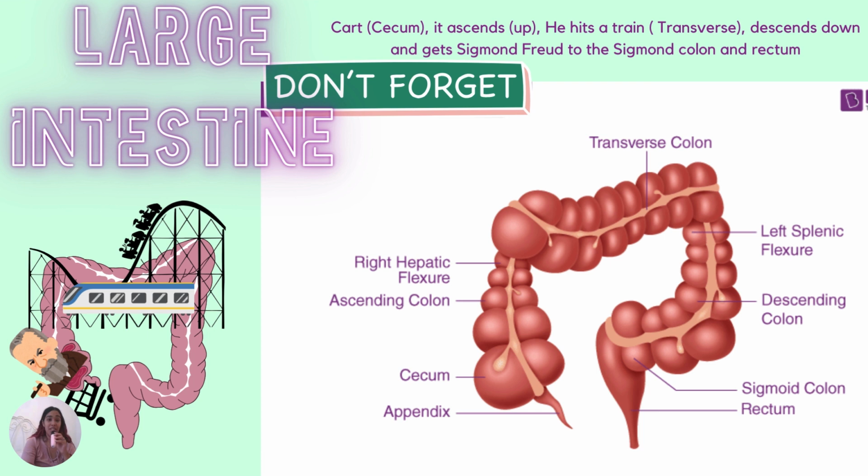So Sigmund Freud is going to go into his cart, which is C for cart, cecum, and it ascends up. Think about when you go on a roller coaster, what is happening? You're going up. And then you might hit this transverse part. You might hit a train, what I put there. Then you're going to go, whoo, you're going to descend down and you're going to get to the sigmoid colon. So you're going to go up, transverse, descend, sigmoid colon. And it all starts at the cart, the C for cecum cart. Okay, so just keep that in mind.